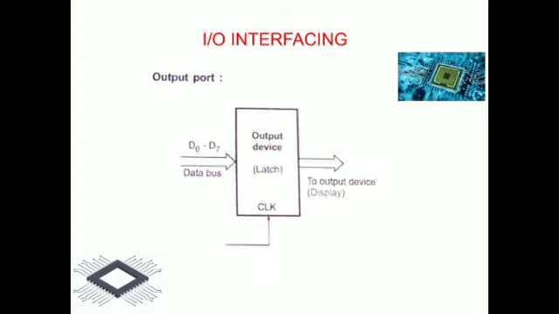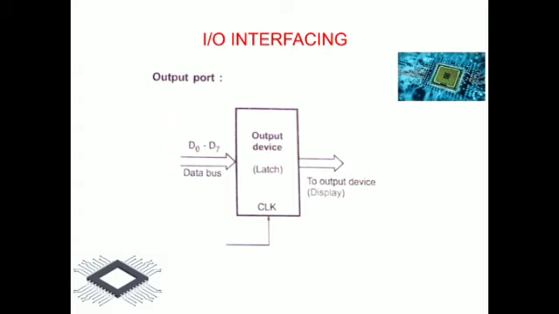Next, the output port. It is used to send data from the microprocessor to the output device, such as a display. The simplest form of output port is a latch. The output device is connected to the microprocessor through the latch, as shown in this figure. When the microprocessor wants to send data to the output device, it puts the data on the data bus and activates the clock signal of the latch, latching the data from the data bus. It is then available at the output of the latch for the output device.